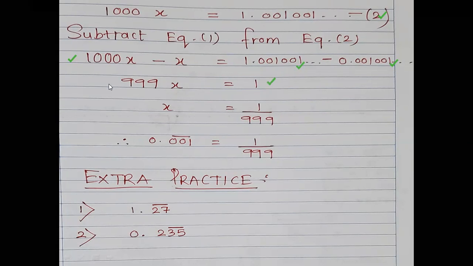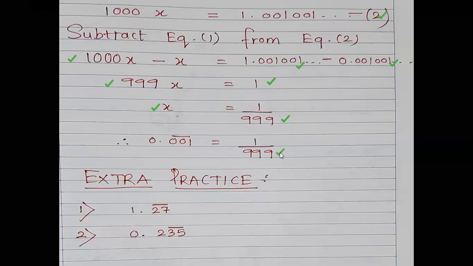So we have 999x is equal to 1. And all that we need is the value of x. So 999 goes to the other side in the denominator. So what we have got is x is equal to 1 upon 999. So we can conclude over here that 0.001, with the bar on 001, can be represented in the form of P upon Q as 1 upon 999.